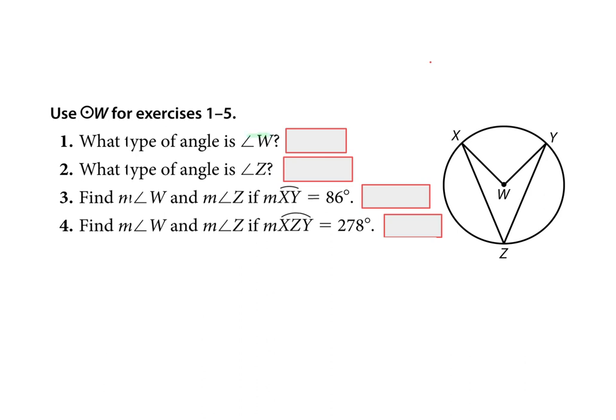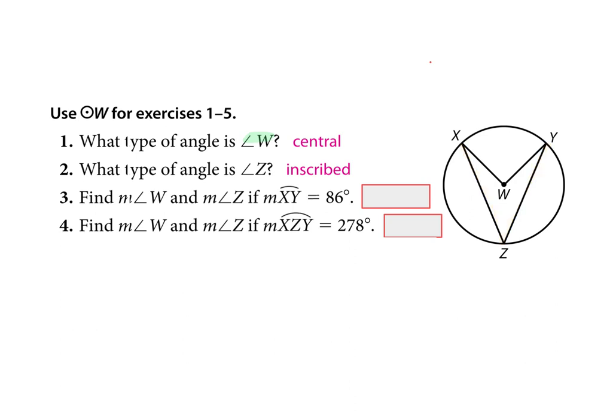Let's look at these. What type of angle is angle W? X to W to Y. What type of angle is that? Is that central or inscribed? Central, right? Central angle. All right, what about Z? What type of angle is Z? That is an inscribed angle.